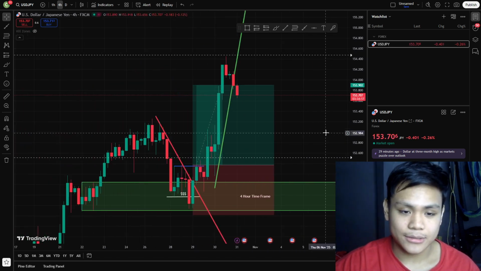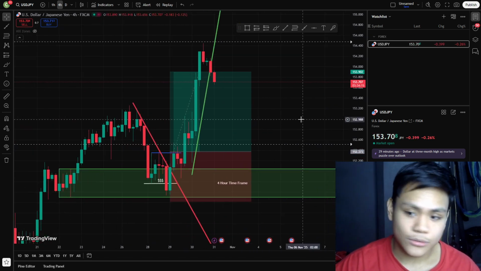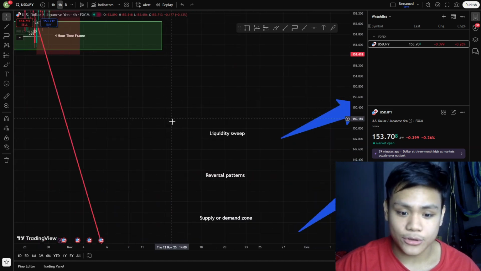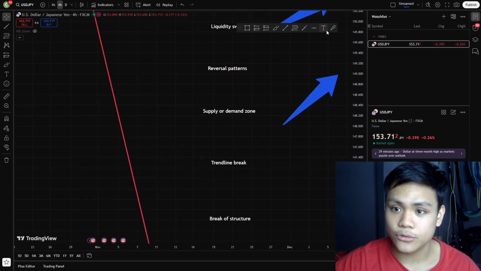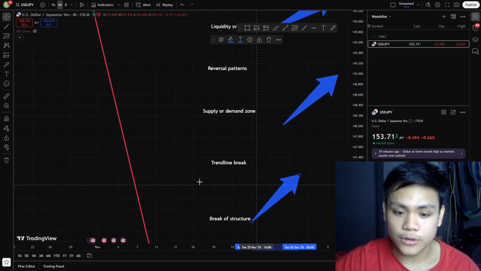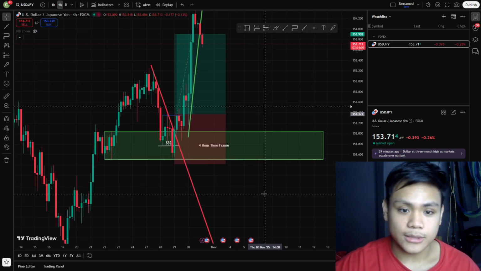Next, all right. So we're done with our alignment. We're done with our break of structure. By the way, did we check our break of structure? Already checked break of structure. We already got the timing.